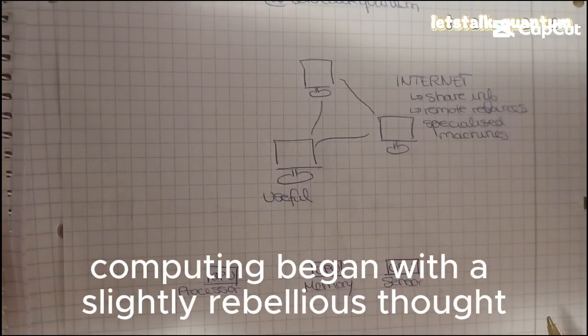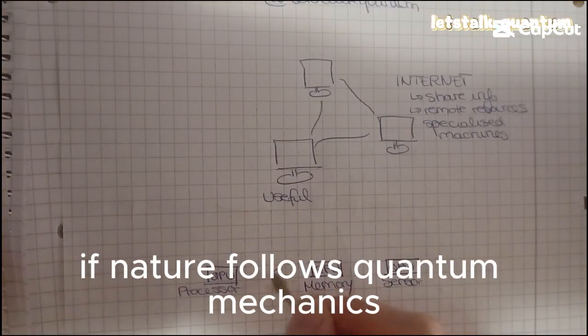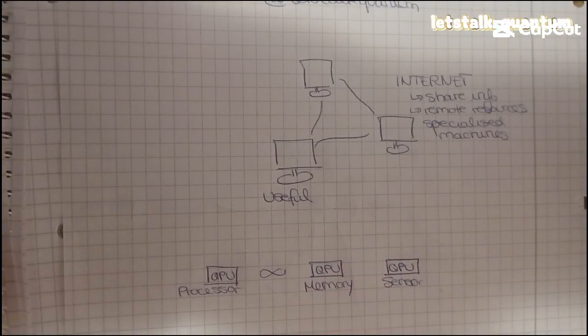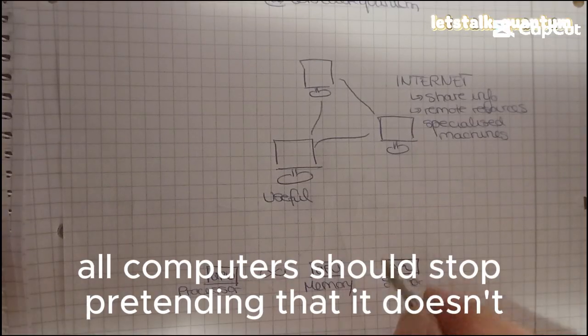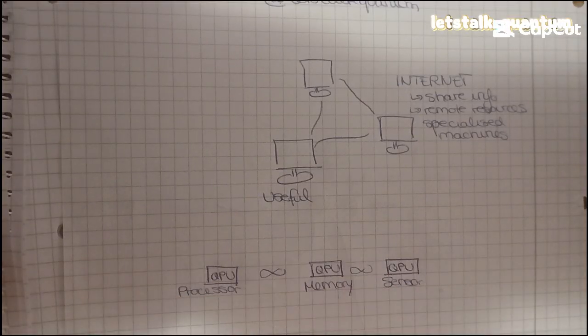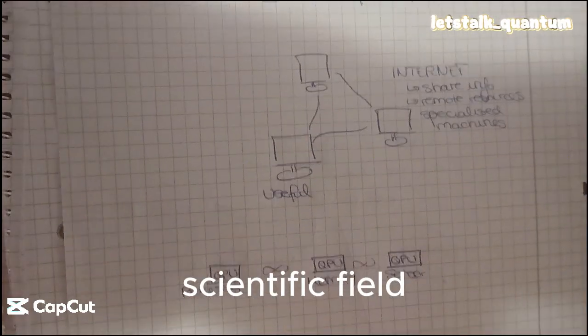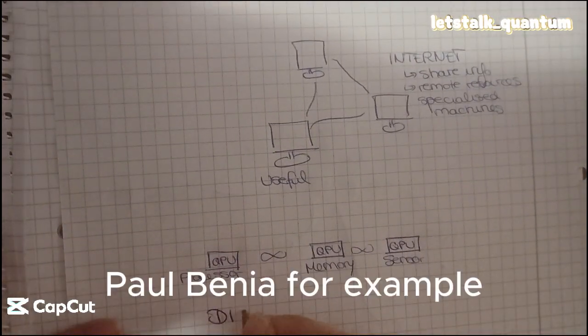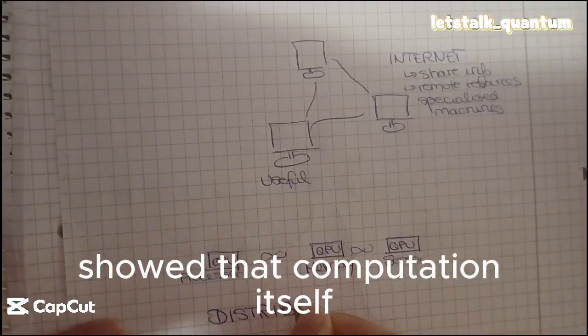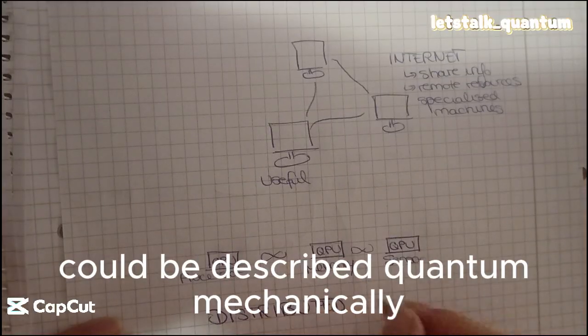Quantum computing began with a slightly rebellious thought. If nature follows quantum mechanics, perhaps our computers should stop pretending that it doesn't. There were several researchers that helped transform this idea into a scientific field. Paul Benioff, for example, showed that computation itself could be described quantum mechanically.